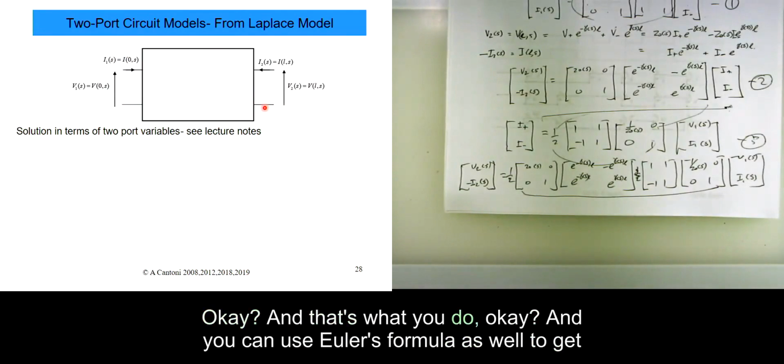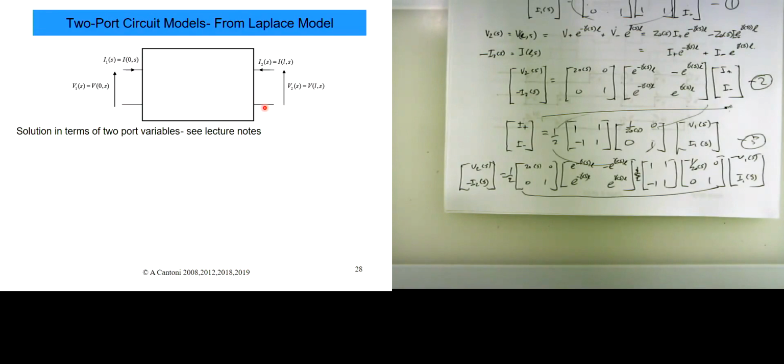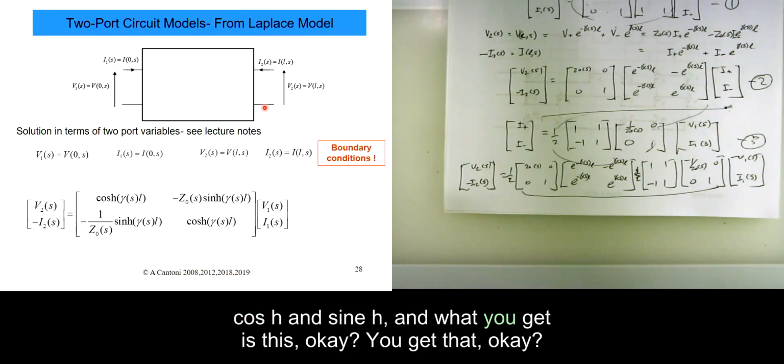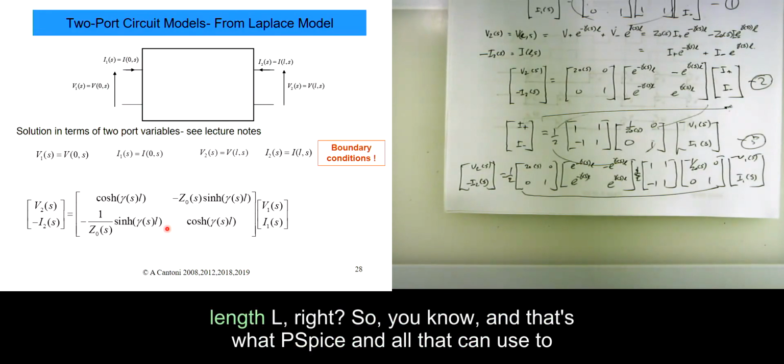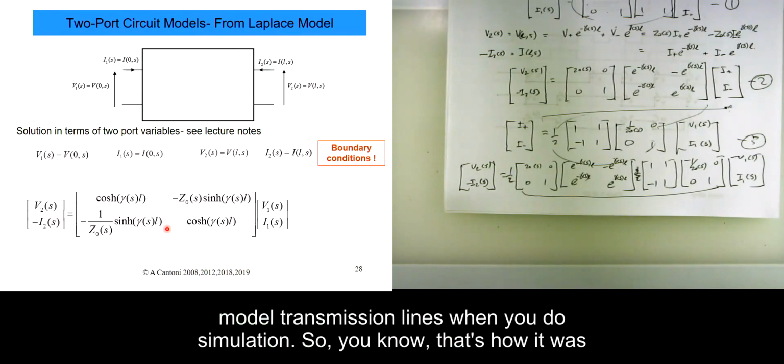Okay, and that's what you do. You can use Euler's formula as well to get cosh and sinh, and what you get is this. Okay, that's our 2-port transmission matrix model for a transmission line of length L, right? That's what PSpice and all that can use to model transmission lines when you do simulation. So that's how it was obtained.